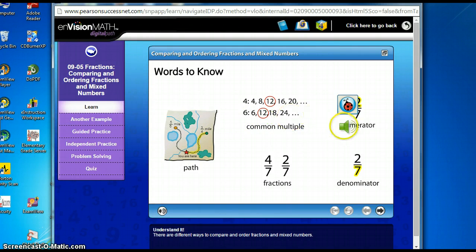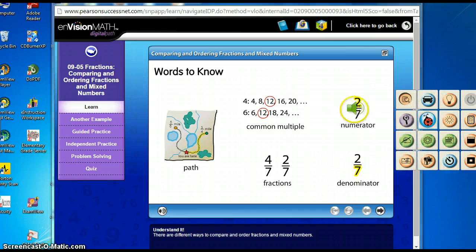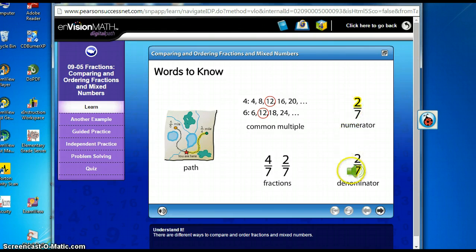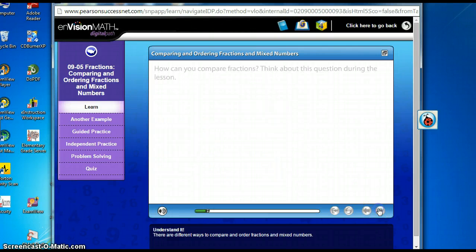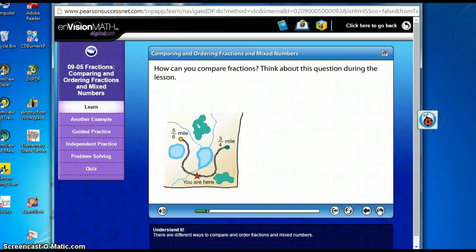Common multiple? Numerator, denominator, fraction. How can you compare fractions? Think about this question during the lesson.